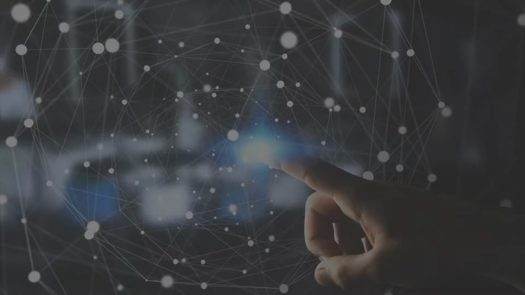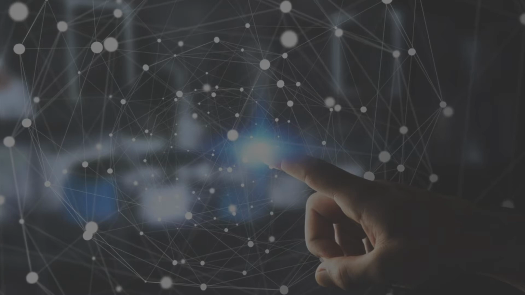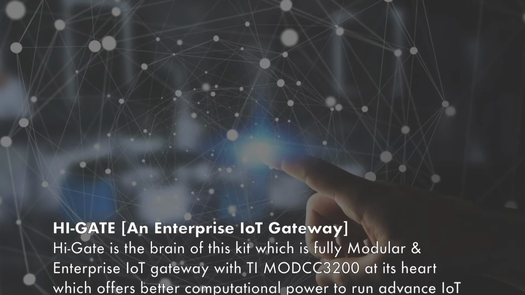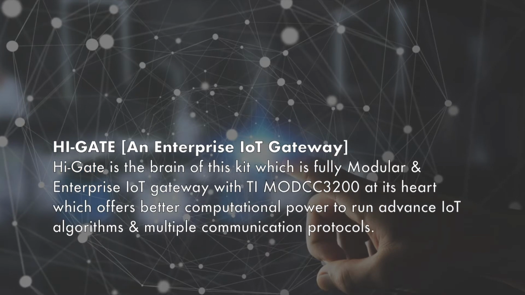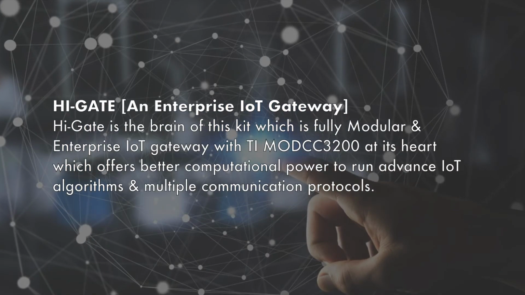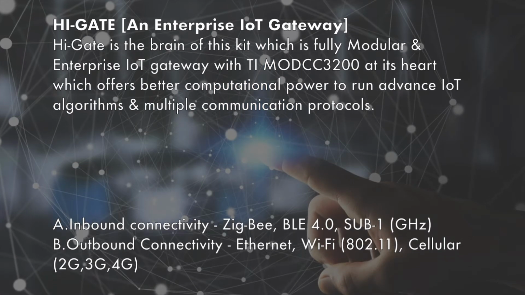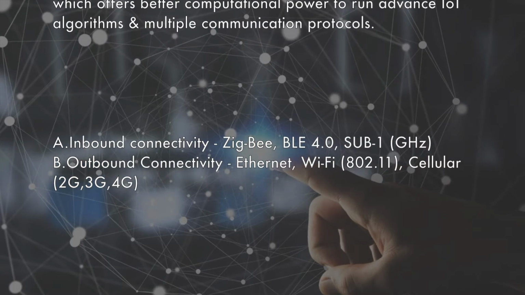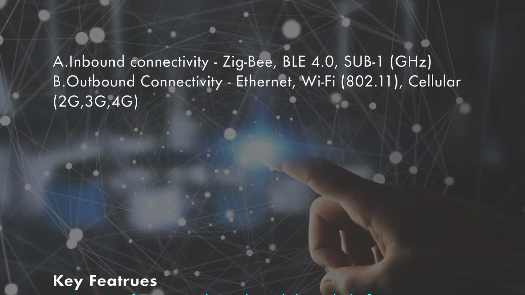Once we log into the platform, we will be presented with the dashboard. Before we go ahead and add Highgate to the hIOTron IoT platform, I would like to give you a quick introduction of Highgate. Highgate is the brain of this fully modular and enterprise IoT kit with EI-CC3200 at its heart, which offers better computational power to run advanced IoT algorithms and multiple communication protocols. In inbound connectivity protocols, Highgate supports Zigbee, BLE 4.0, SUB1, and in outbound connectivity protocols, Highgate supports Ethernet, Wi-Fi, cellular, 2G, 3G, 4G.